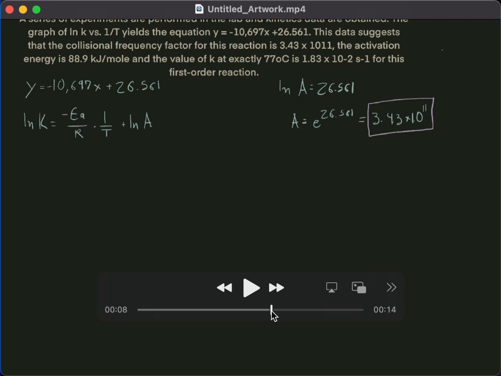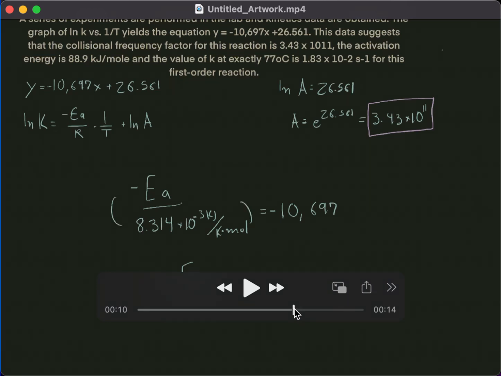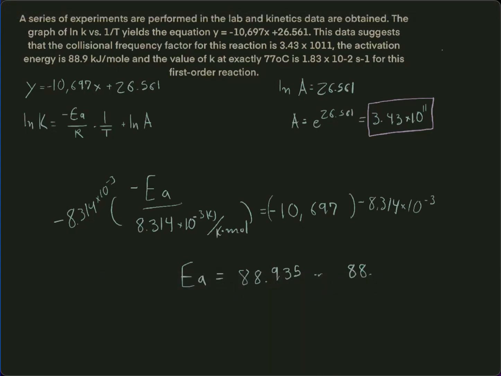And so you want to confirm it. Next, you can see negative EA over R, which again, this time you're going to change from joules into kilojoules. So it's 10 to the negative third, which is just an easy way to do that because it's 1,000 joules in a kilojoule. And you have negative EA equals negative 10,697. So you can just divide both sides by a negative version of the R value so that you don't have to divide by negative 1 afterward. You can see you do that there, and that's going to get you your value.